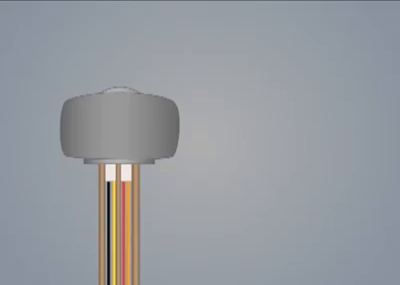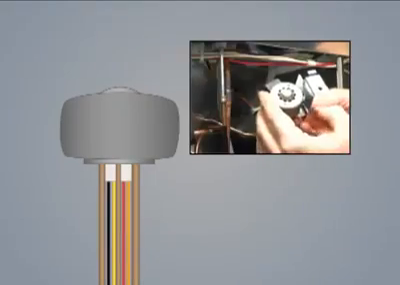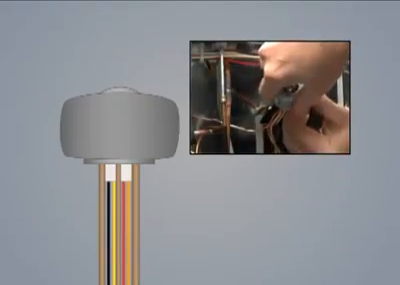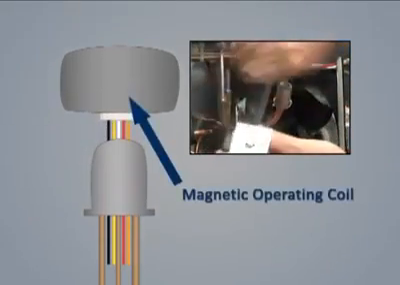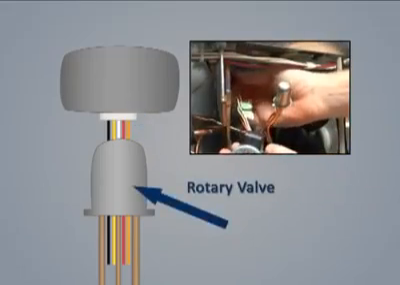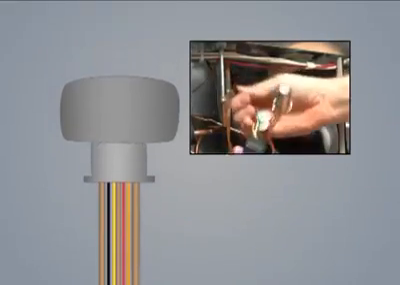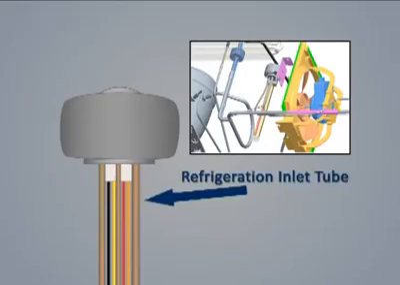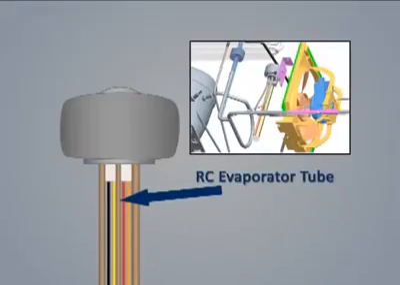three-way rotary control valve. Refrigerant flow is controlled by an electronically controlled refrigerant valve. The valve is comprised of two parts, the magnetic operating coil and the hermetically sealed rotary valve. The refrigeration inlet tube is connected to the outlet of the filter dryer. This tube is the largest diameter of the three tubes connected to the valve body. All three tubes connected to the valve body are different diameter to ensure proper installation. One outlet tube is connected to the cap tube of the RC evaporator. The remaining tube is connected to the cap tube of the FC evaporator.